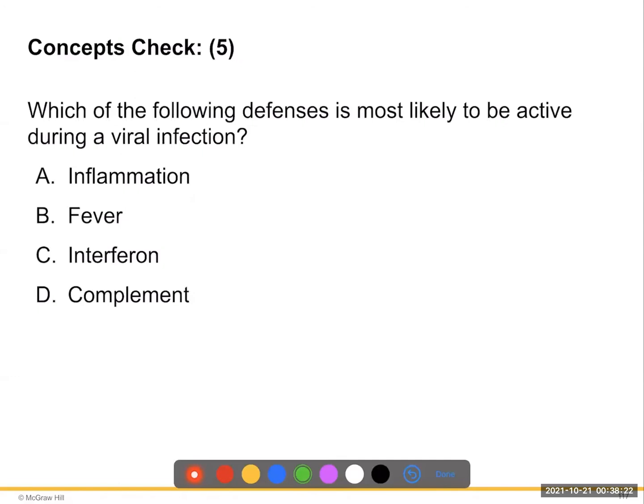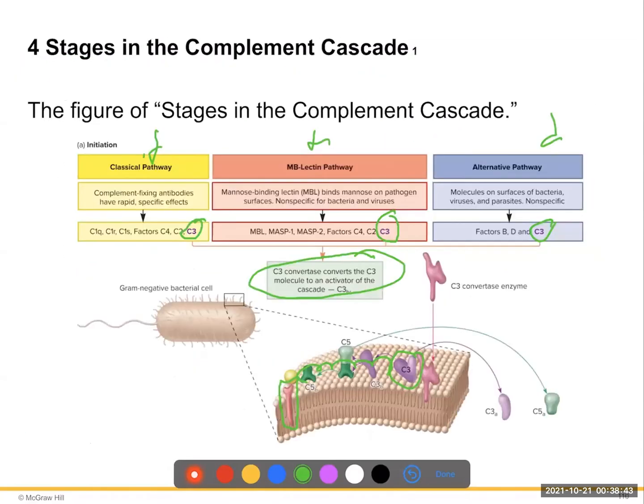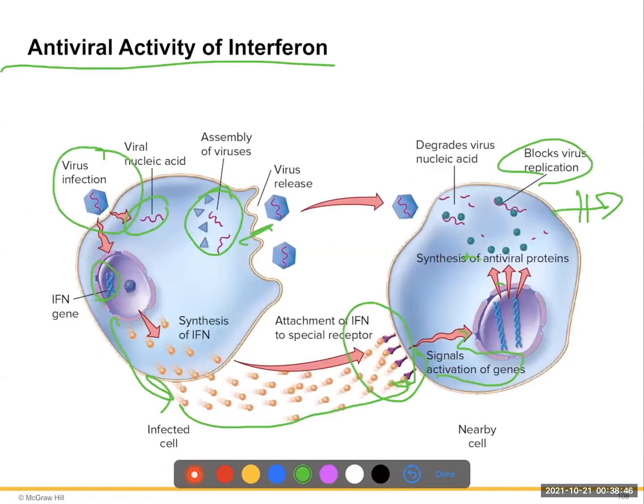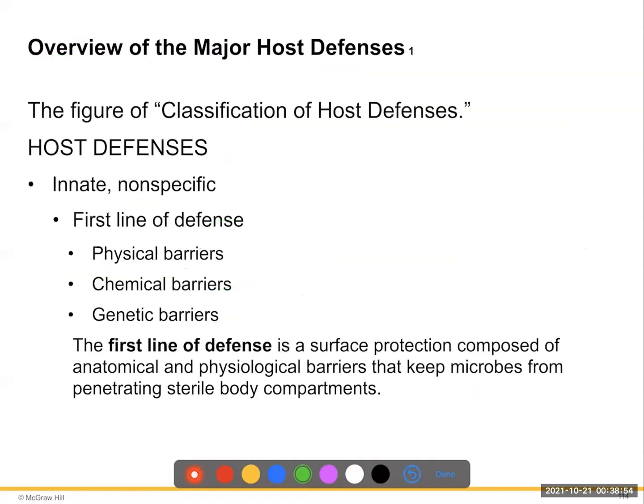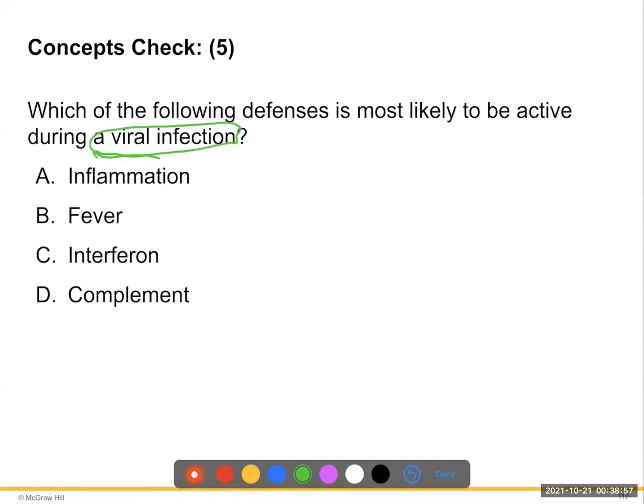So which of the following defenses is most likely to be active during a viral infection? Which one of these fights viral infections? Which one of these produces the antiviral genes to become active? Remember, if we go back and look, antiviral genes right here, antiviral proteins produce our antiviral type. So which of the following is active during a viral infection? It is interferon.